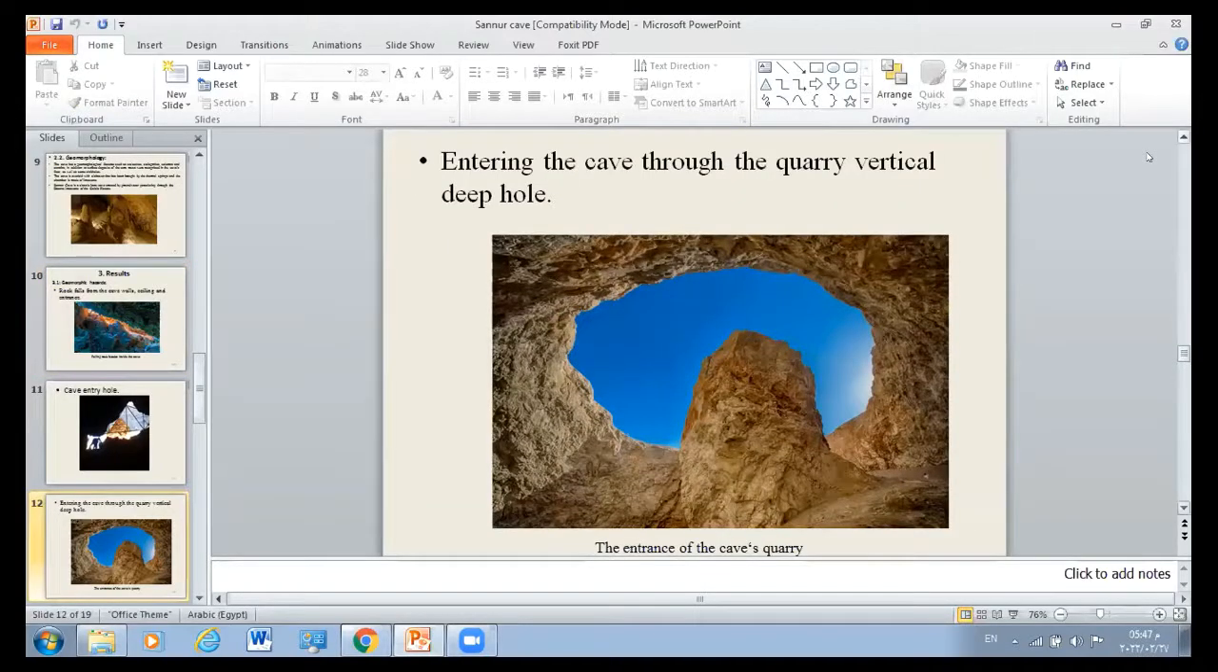Enter the cave through the quarry's vertical deep hole. This hole in the earth is approximately 50 meters in diameter. It is close to being round, and 50 meters deep, with a near circular column in the center, this one, rising right to the original surface, this column in the middle of it.